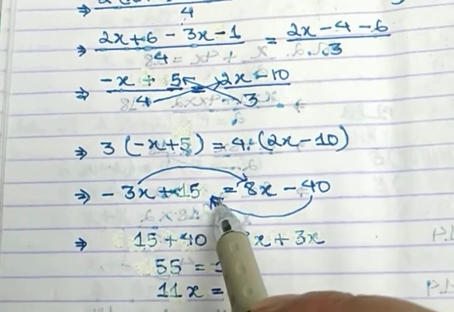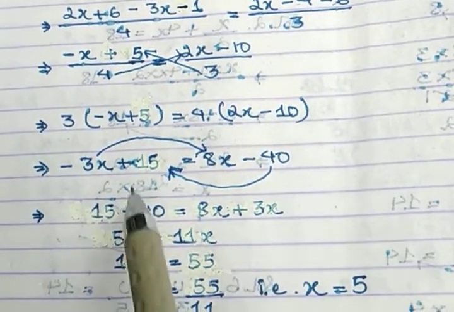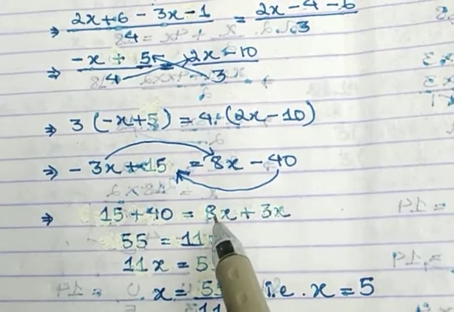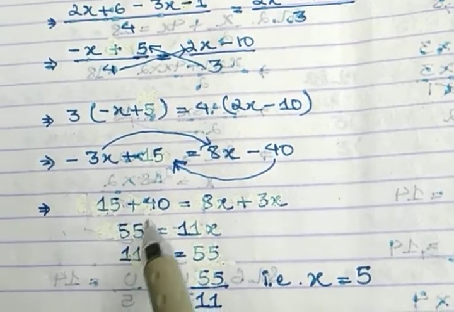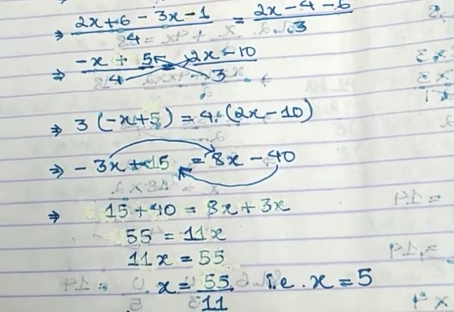Because since it's an equal to, as I have already said, equal to means equal, isn't it? So, 15, this minus 40 became plus 40, see? 8x was already there, minus 3x became plus 3x, see? Now 15 plus 40 is 55. Even if you take 8x to the other side, it will be the same. Okay?